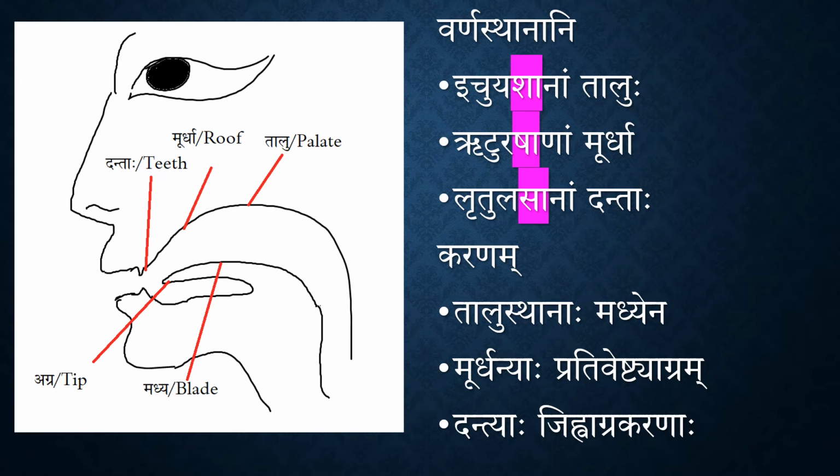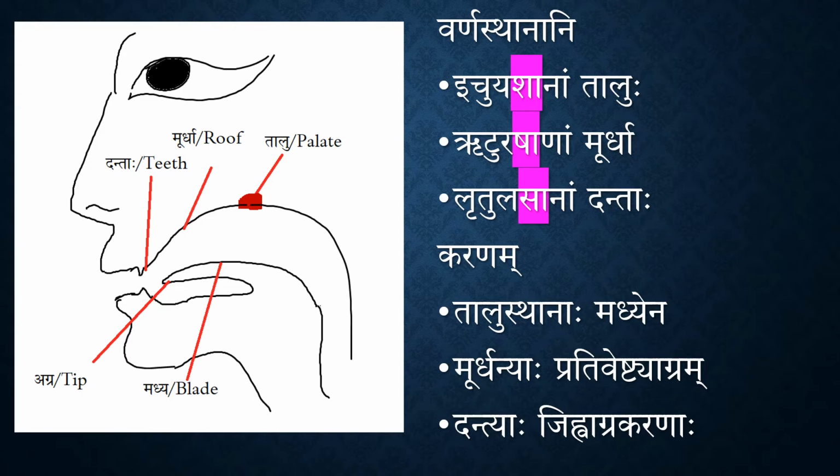As per Dhvani Shastram or Shiksha Shastram, the place of origin, or the Varnasthanam, for these letters is like this. Ichu Yashanam Talahu: that means for the letter E and the letters in the Ch series, that is Ch, Cha, Ja, Jha, Ya, and Sha, the place of origin is Talu, which is the palate portion, just behind the top part of the oral cavity here.